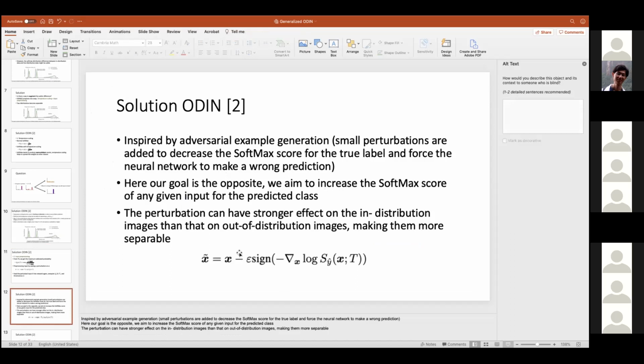If we take a closer look at this input preprocessing method, it looks like adversarial example generation. But in adversarial example generation, the focus is to add a small perturbation on the input such that it decreases the softmax score for the true label and forces the neural network to make a wrong prediction. But here in Odin, our goal is the opposite. We want to increase the softmax score of any given input for the predicted class. It turns out that the perturbation has a stronger effect on the in-distribution data than on out-of-distribution data, so that makes them more separable.